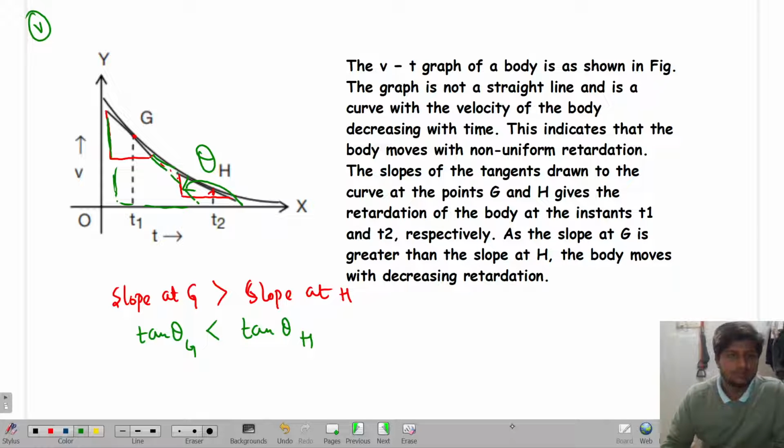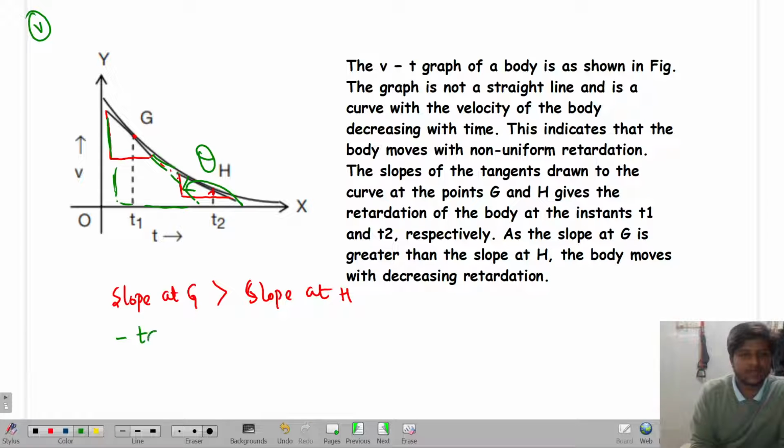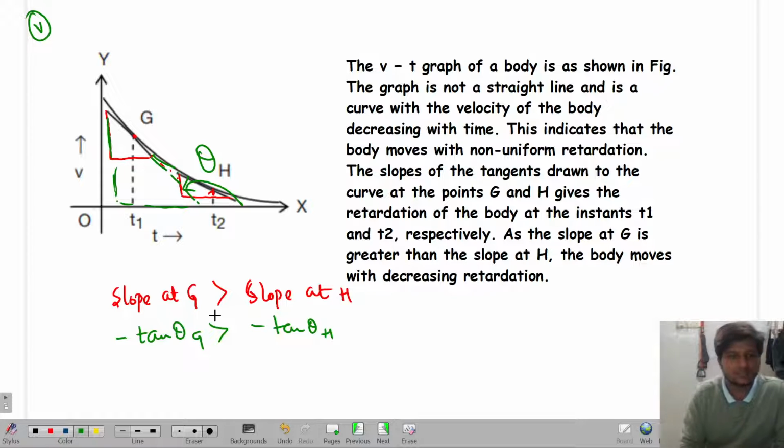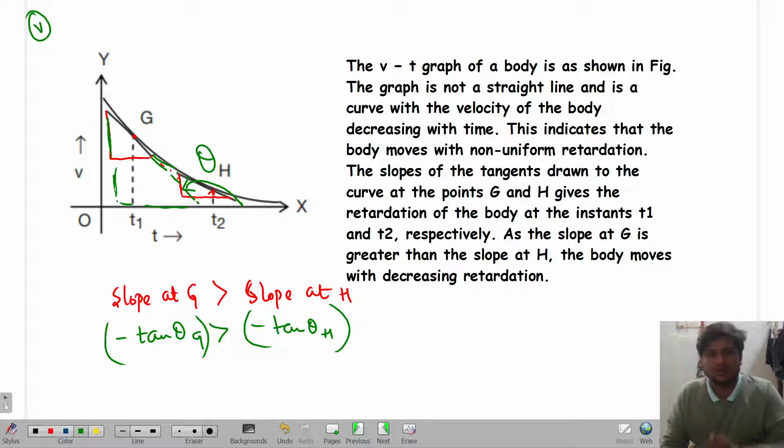Tell me yes or no. Because it is a negative value, in terms of negative values, minus of tan theta at G is much greater than minus of tan theta at point H. Yes or no? Can I say that or not? Tell me, everyone: minus of tan theta at G is greater than minus of tan theta at H. Yes, sir. Abhinav, Nishant, Radha, Sanjana, Sneha, Hitesh, Vivek, and Yuvraj, yes, sir. I can say that now. Okay, try to understand. This minus of tan theta at G is what?